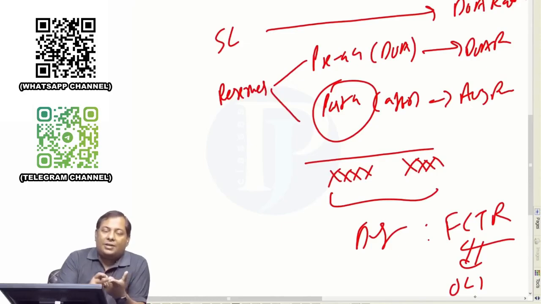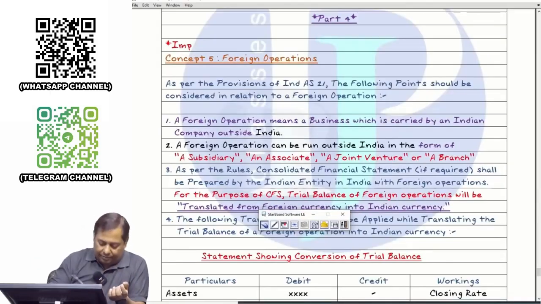Foreign operations' assets and liabilities at closing rate. Income and expenses at average rate. Capital and pre-acquisition profit at date of acquisition rate. Post-acquisition profit at the average rate. We calculated the difference to find FCTR and showed it in OCI. I told you the entire working. See?